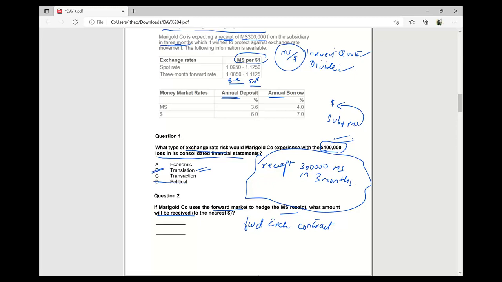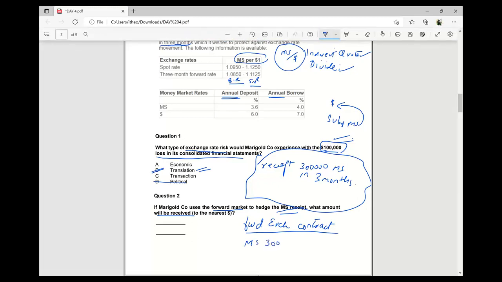Vanya, that's what I told in the lecture, that if it's on both things, then it's economic. So if Marigold uses the forward market to hedge the receipt, what amount would be received? Forward market means forward exchange contract. So if it uses the forward market to hedge the receipt, how much receipt is coming? 8 shilling, 300,000.